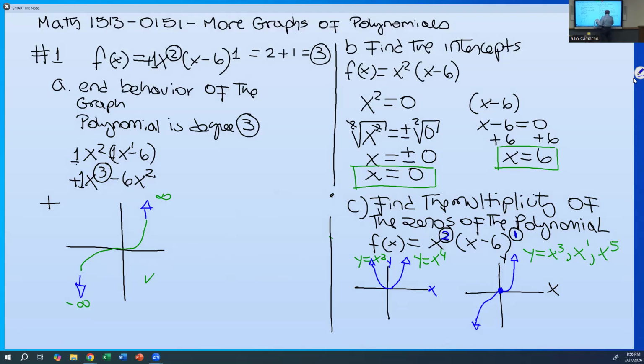That means that the first x, when x is 0, the line of the graph will only touch the x-axis. But because the second factor, x minus 6, is an odd function, we know that when x is 6, the line will cross the x-axis. And you see in the graph at the bottom, no?